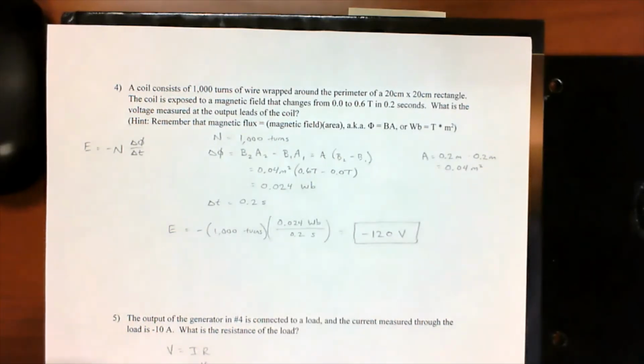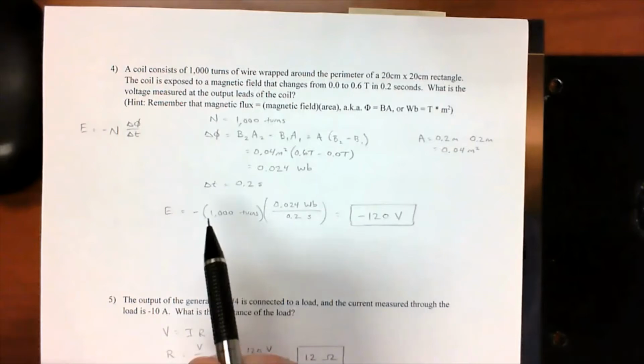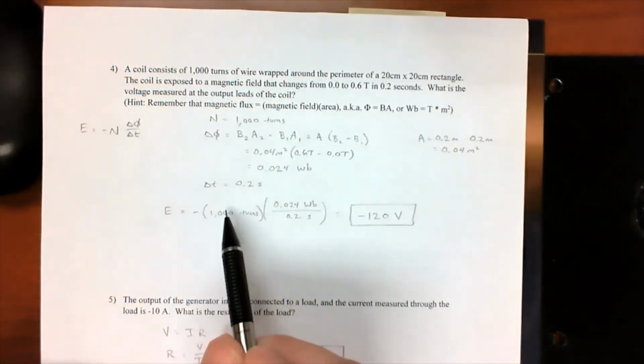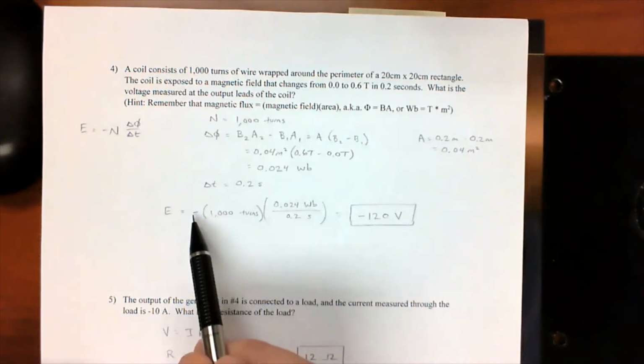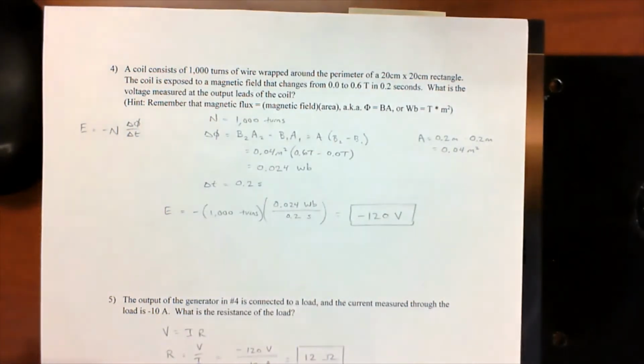Now we have everything that we need to plug into Faraday's law. So plug in for number of turns in the coil, change in magnetic flux, delta T, don't forget your negative sign, and you get an induced voltage of negative 120 volts.